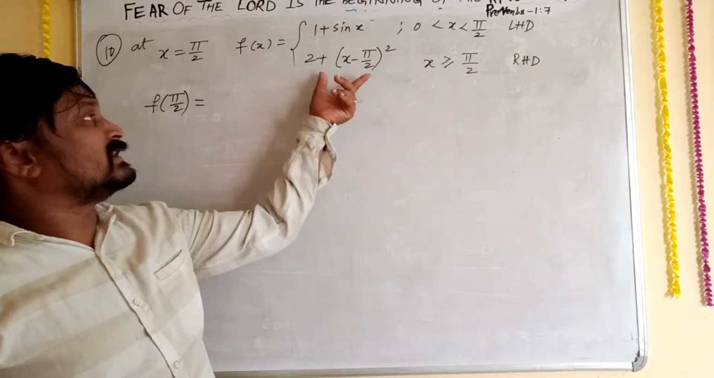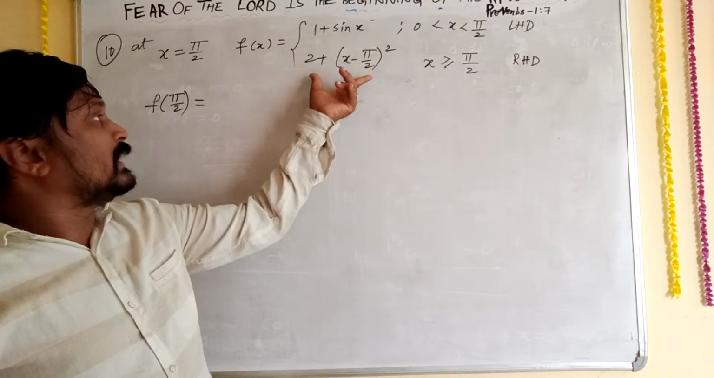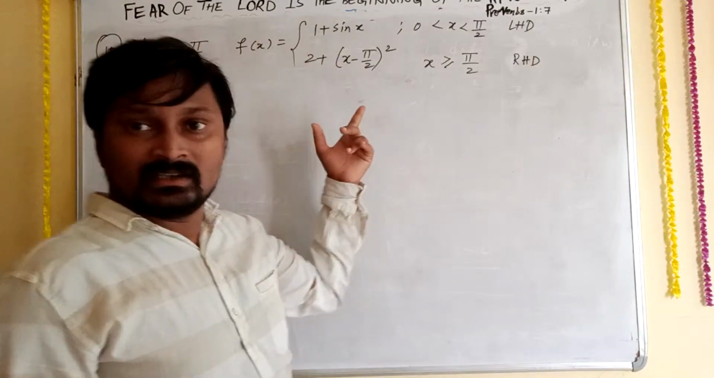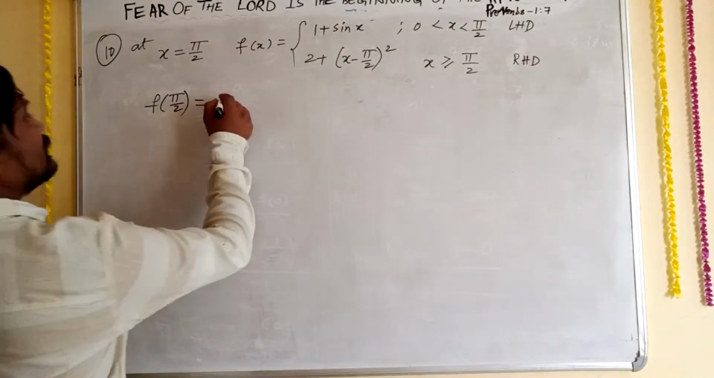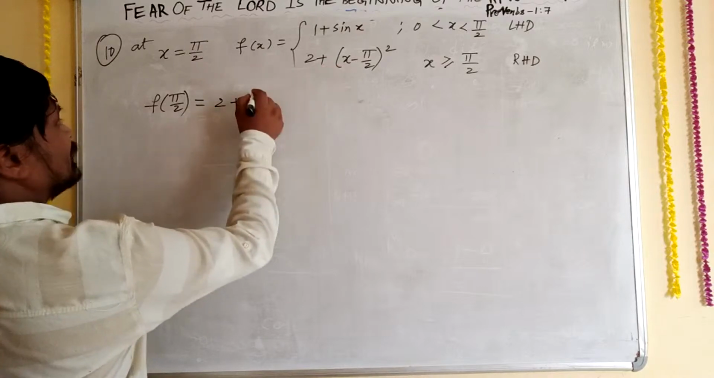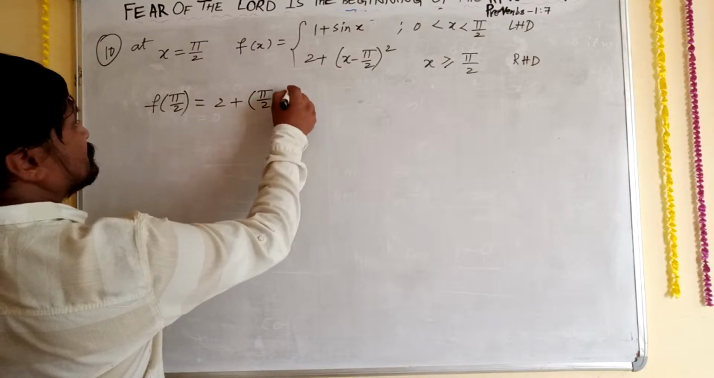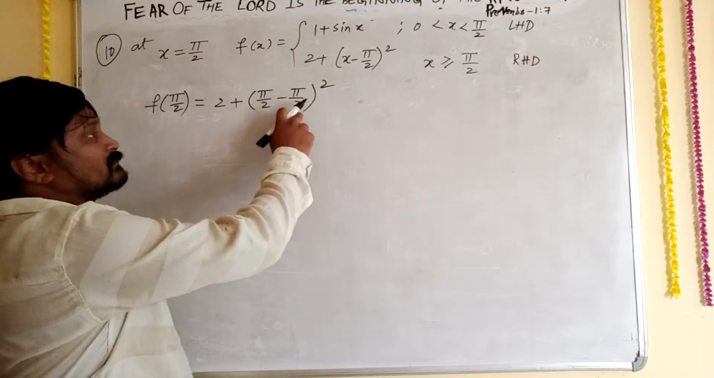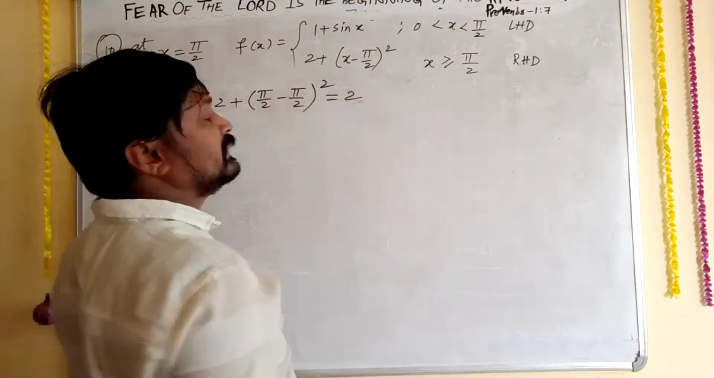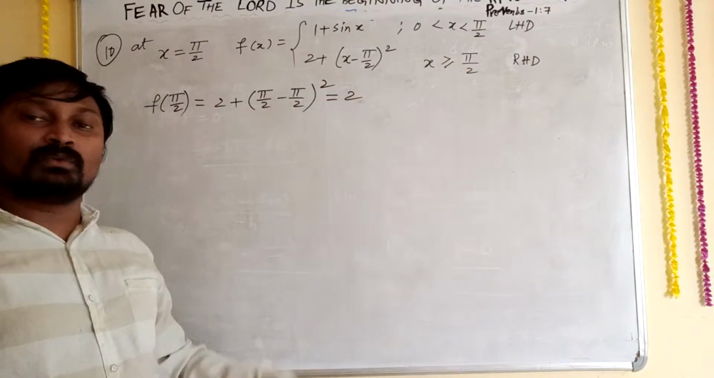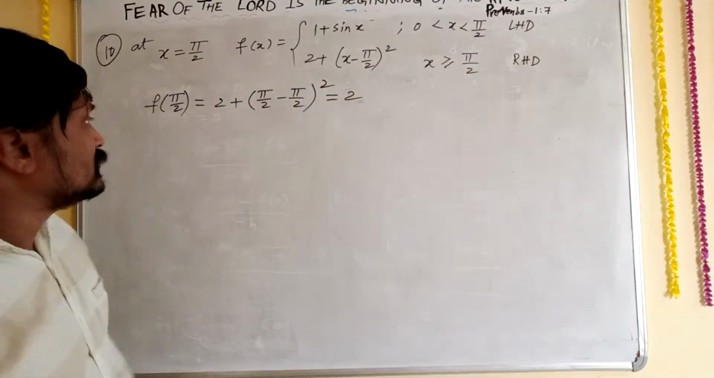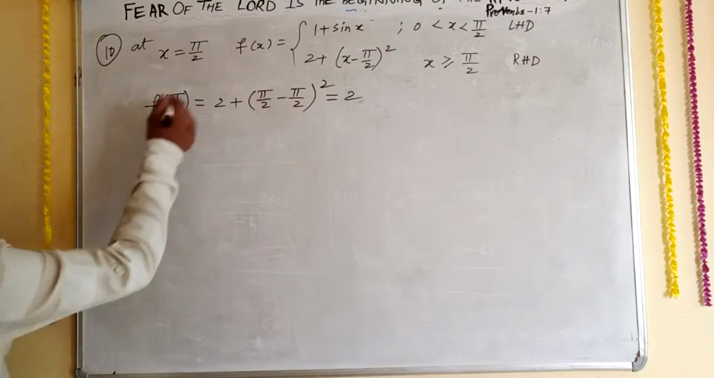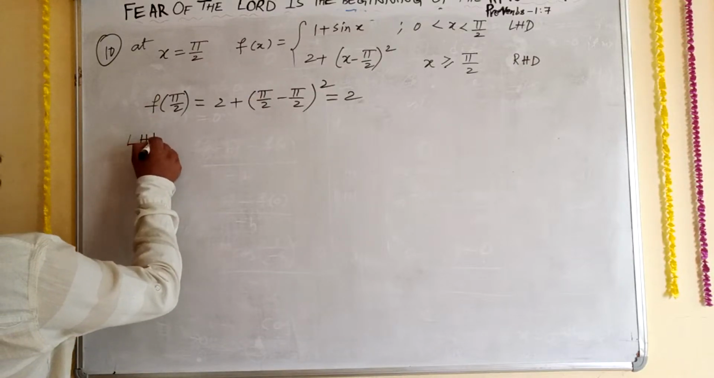So x is equal to pi upon 2, that means the function is this. In this place you have to substitute pi upon 2 wherever x is there. So we can write 2 plus (pi upon 2 minus pi upon 2) whole square. Pi upon 2 minus pi upon 2 becomes 0. 0 square is 0, so 2 plus 0 is nothing but 2. Somebody had said this answer may be 2.